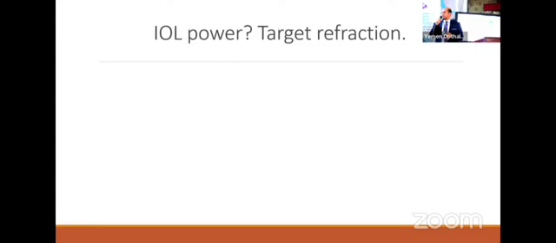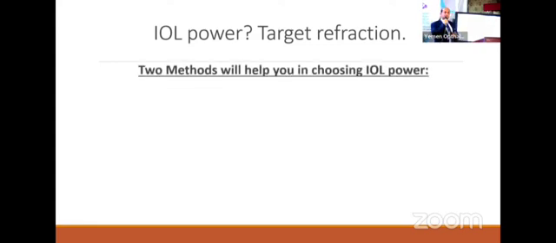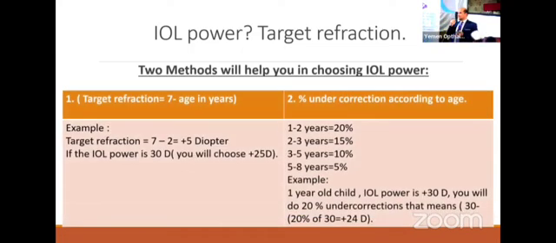IOL power, target refraction. There are two methods that can help you in deciding what IOL power to implant in pediatric cases. The first one is the target refraction equals 7 minus the age in years. For example, if you have a child who is 6 years old, the target refraction will be 7 minus 6, that is, you will put +1 undercorrection. Then if the child is 2 years old, you will do 7 minus 2, that is +5 undercorrection. So if the emmetropia is +30, you will make it +25, for example.